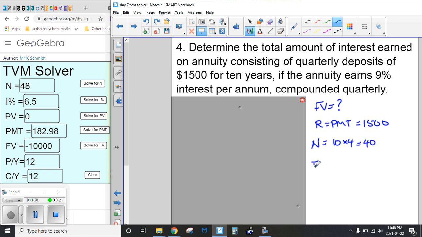The interest rate was 9%. We don't need to do anything to that. What am I missing here? There's no present value. We're not making an initial deposit, just those quarterly ones. The payments per year is going to be 4 quarterly deposits, and the compounding is also quarterly, so 4 for that number as well.